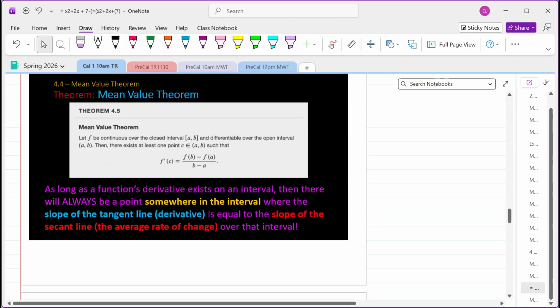So what the mean value theorem says is, as long as f is continuous over an interval and it's differentiable on that interval except at the endpoints, then there's at least one point in the interval whose derivative is the same as the slope between the endpoints.